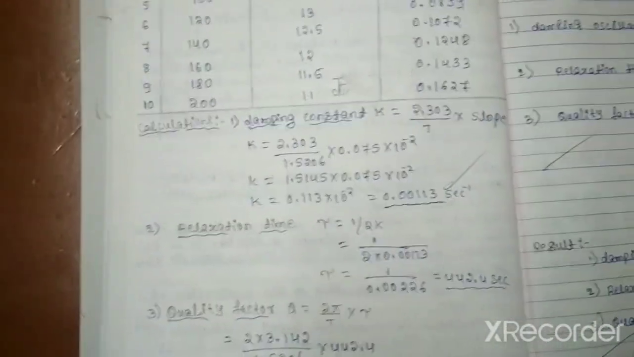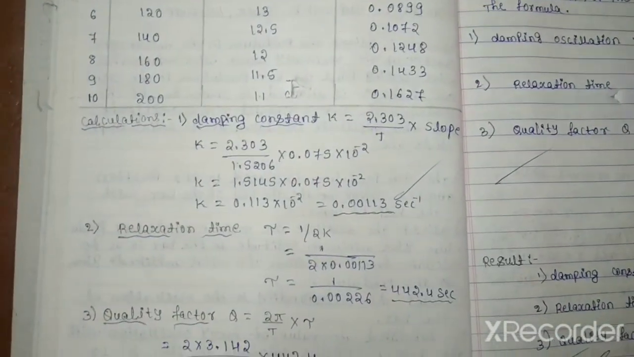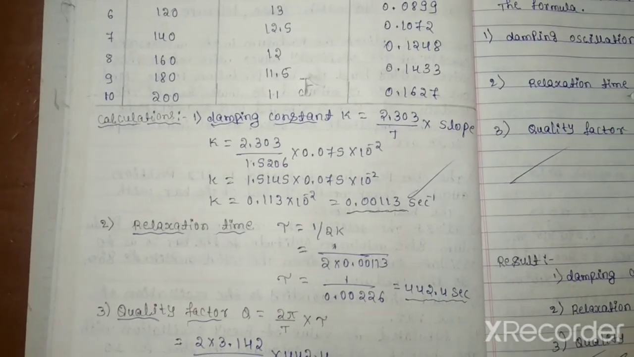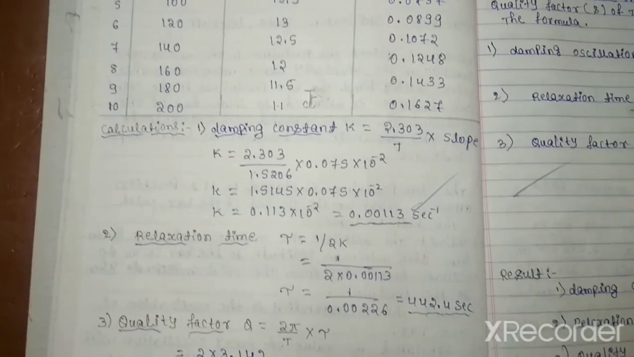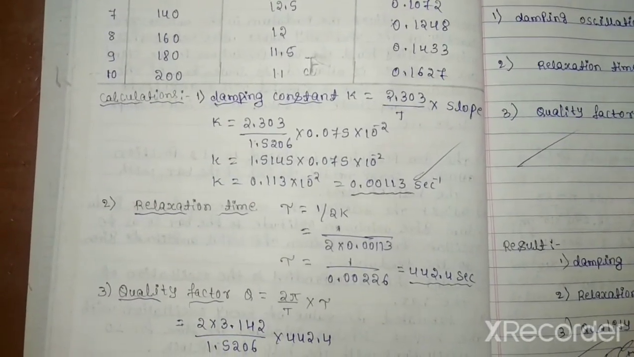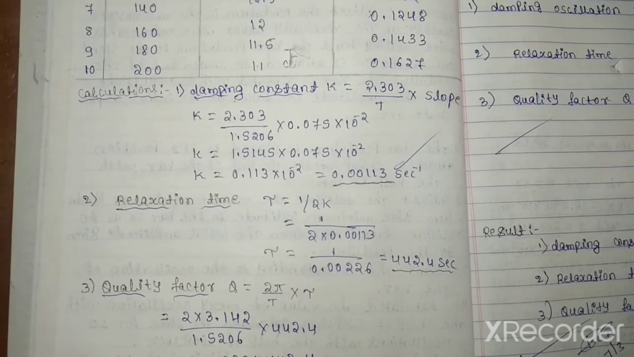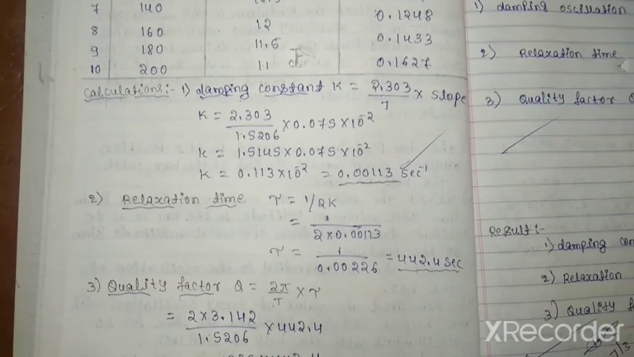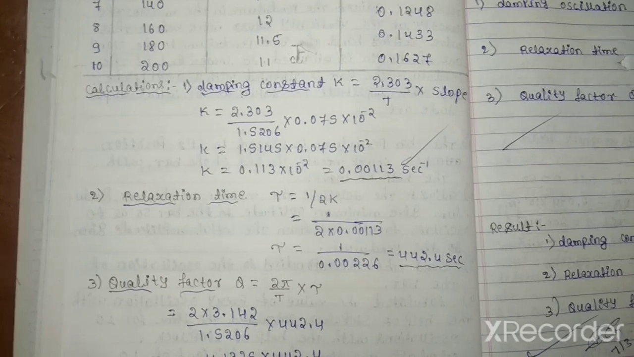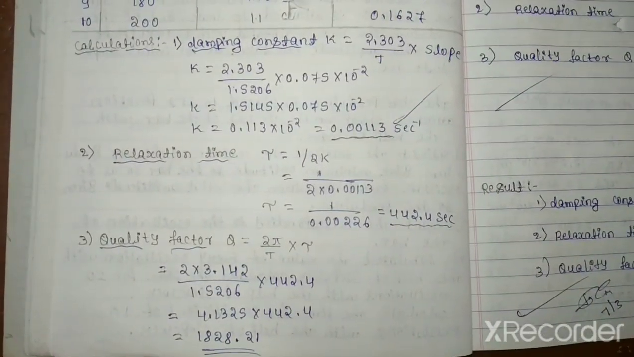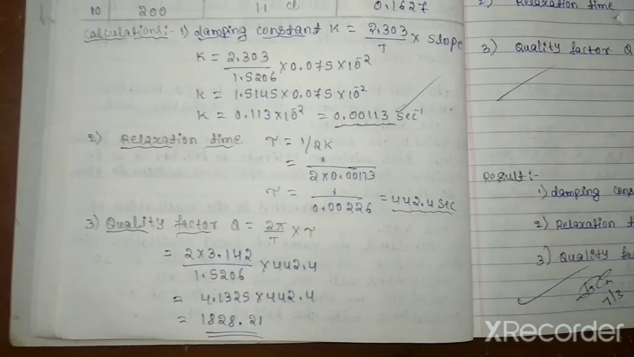Using that slope, calculate the damping constant K is equal to 2.303 divided by T into slope, where capital T is the time period for one oscillation. After that, the relaxation time tau is equal to 1 by 2K, where K is the damping constant. Next is the quality factor, Q is equal to 2 pi by T into tau.